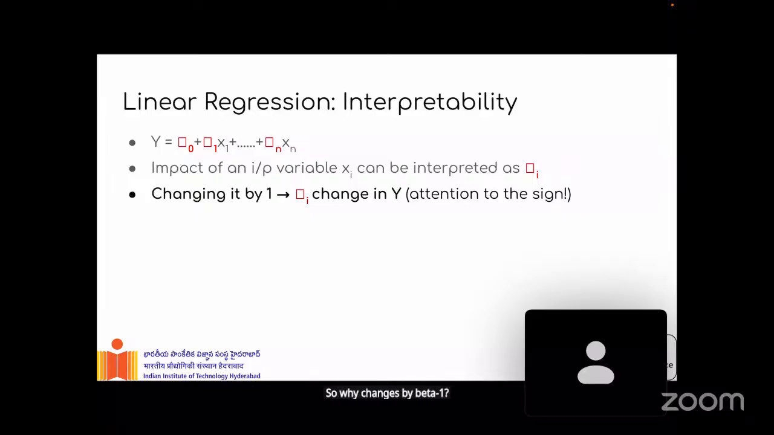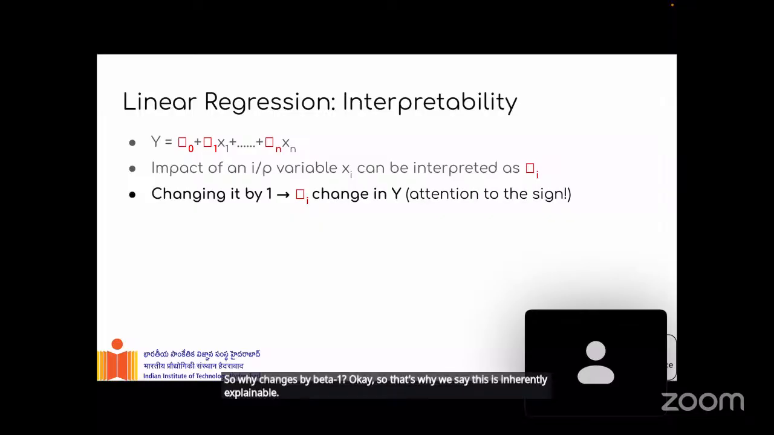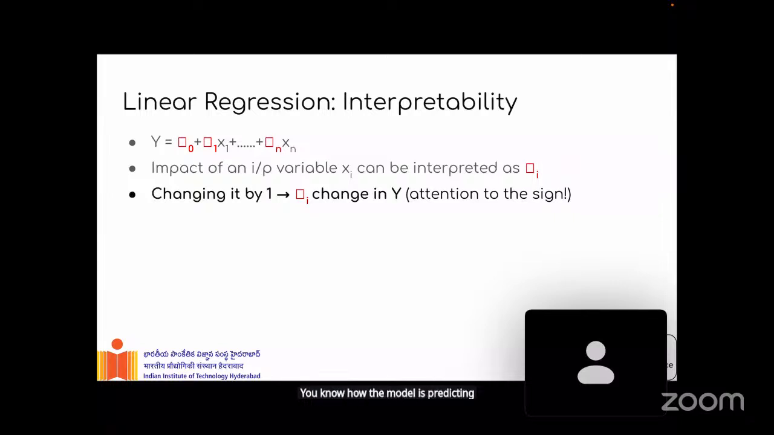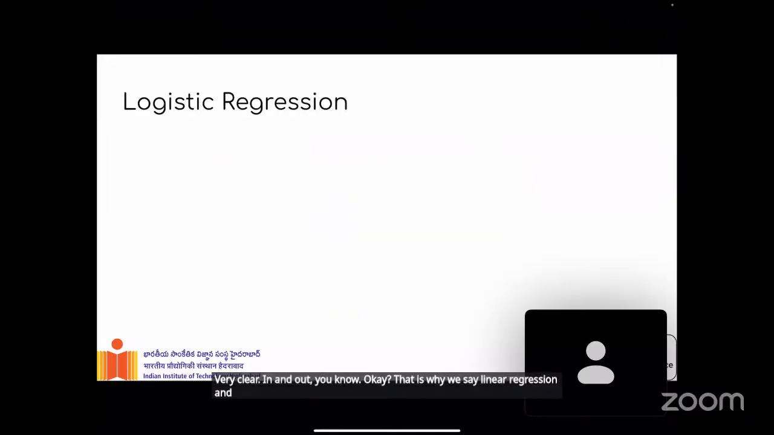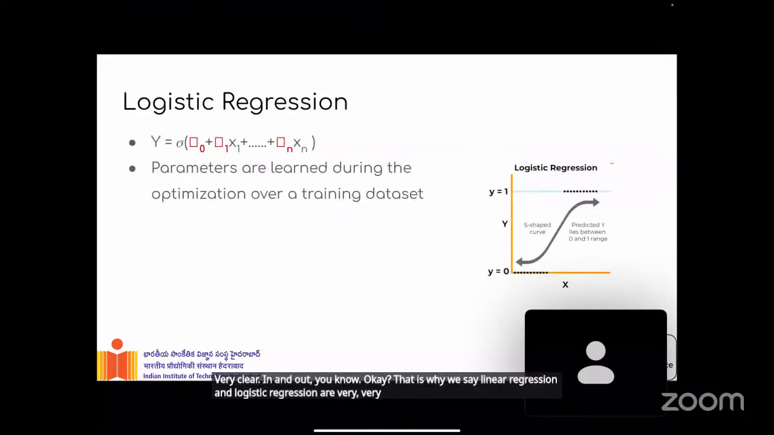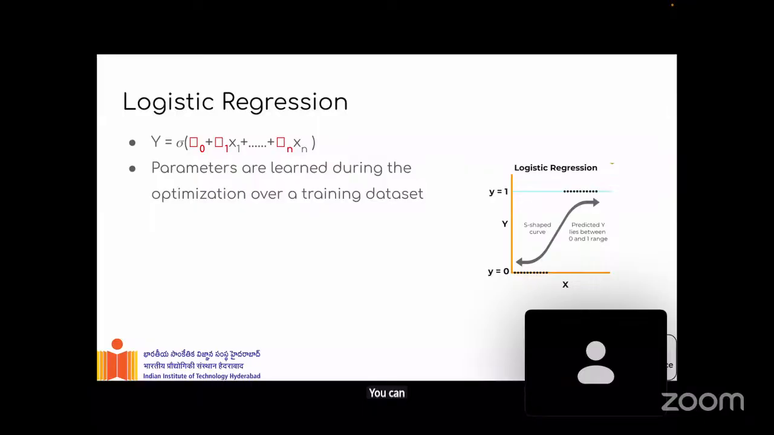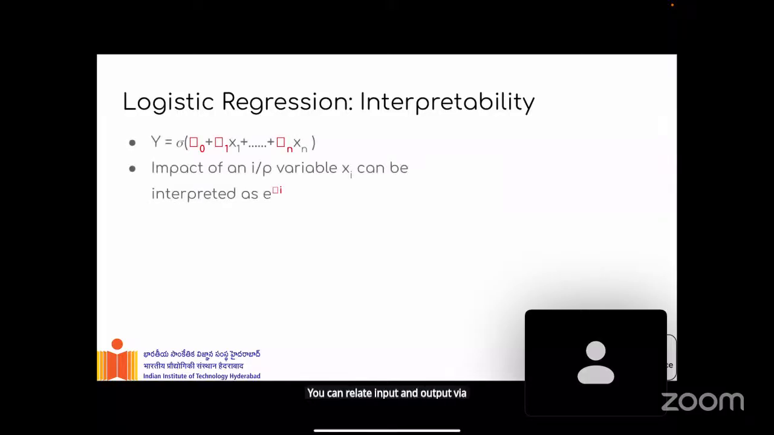Okay, so that's why we say this is inherently explainable. You know how the model is predicting, how the input can impact the output. Very clear. In and out, you know. That is why we say linear regression and logistic regression are very, very inherently explainable, because the model is very transparent. You can relate input and output via a linear equation. That's it.